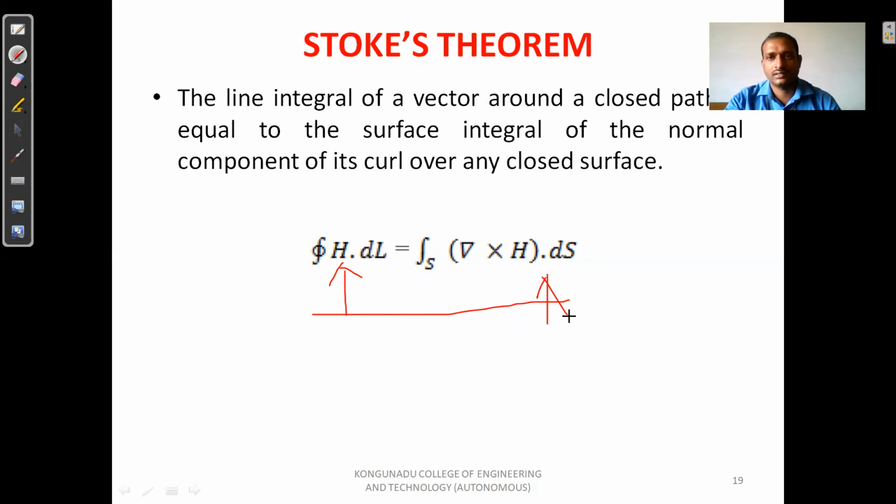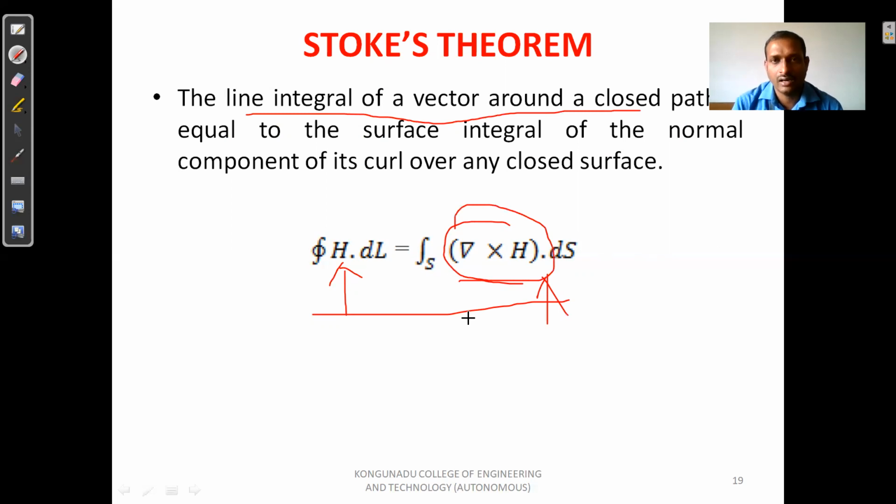Surface integral of del cross H into dS. So H is the field. So the line integral around a closed path is equal to the surface integral of the normal component of its curl. This operation is called the curl operation. Del cross H is called the curl.